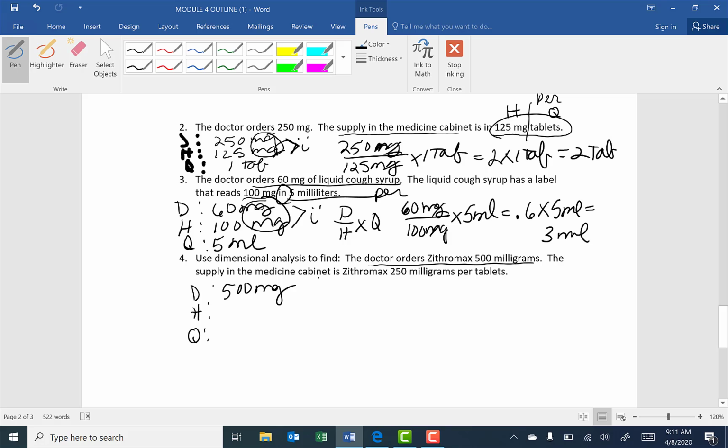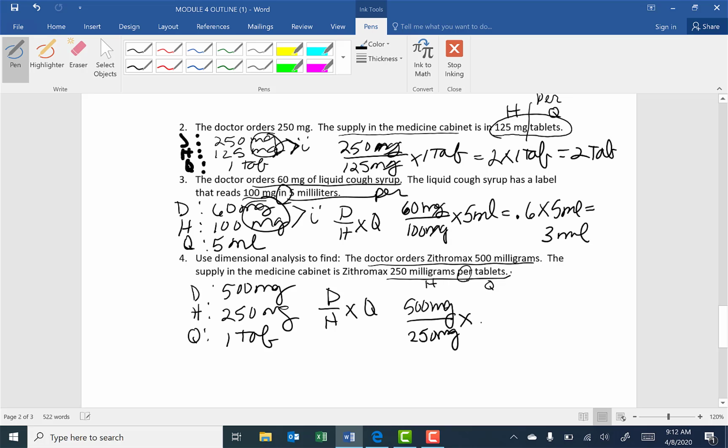The supply in the medicine cabinet is 250 milligrams per tablet. So this is my H and this is my Q: 250 milligrams and 1 tablet. Now we can follow the D over H times Q, which is the dosage formula. We have 500 milligrams over 250 milligrams times 1 tablet. Milligrams cancel and we're left with 2 times 1 tab equals 2 tabs.